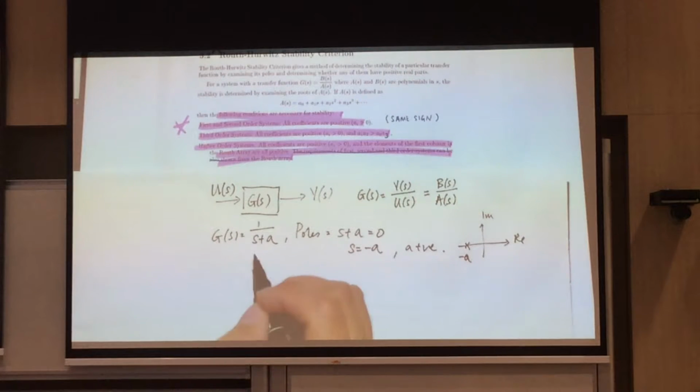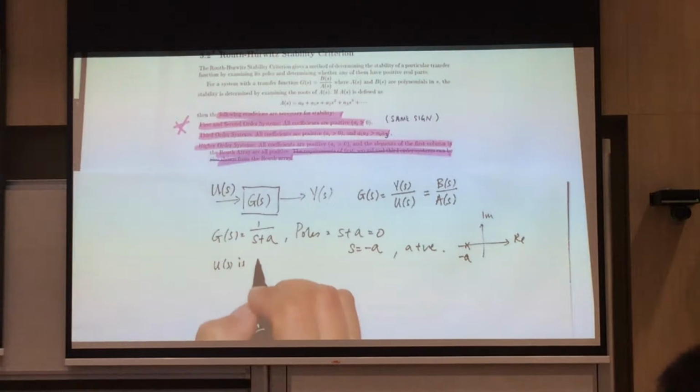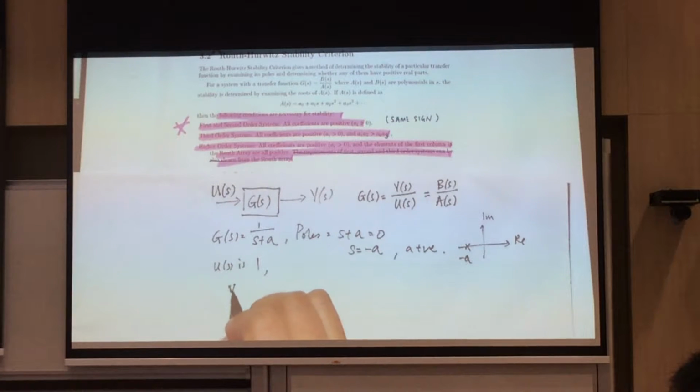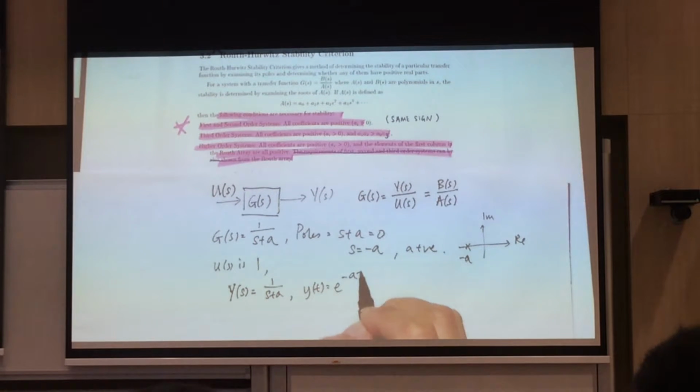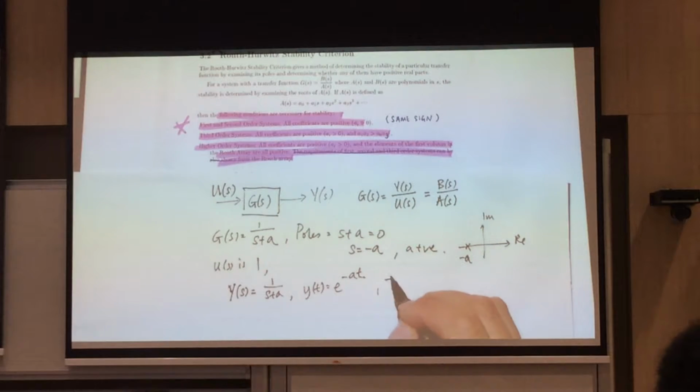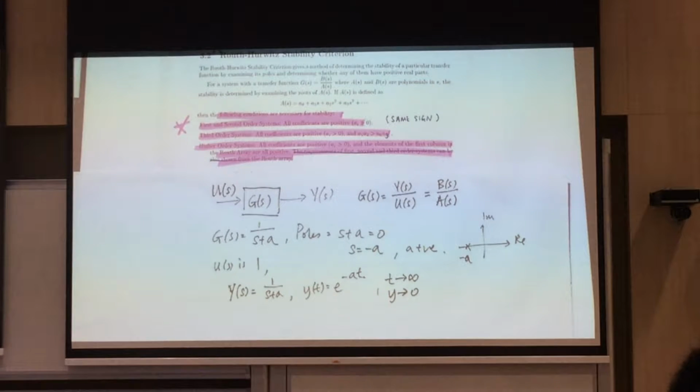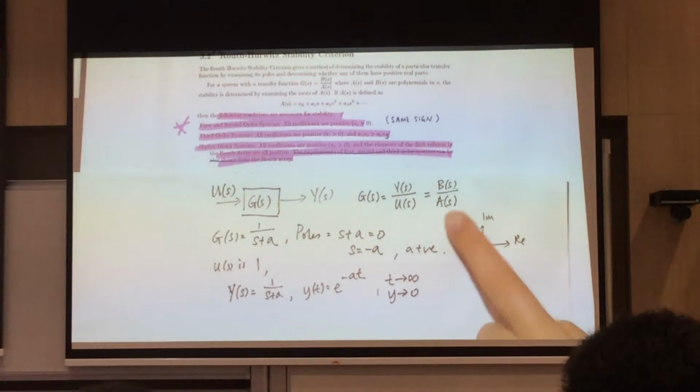Because you say that if U(s) is an impulse function, the Laplace transform is 1. What is your Y(s)? It's just 1 over s plus a. Your y(t) is just e to the power of minus a t. So when t tends to infinity, y tends to 0, and that's stable. So you can tell that an open loop system like this is stable or unstable just by looking at the denominator.